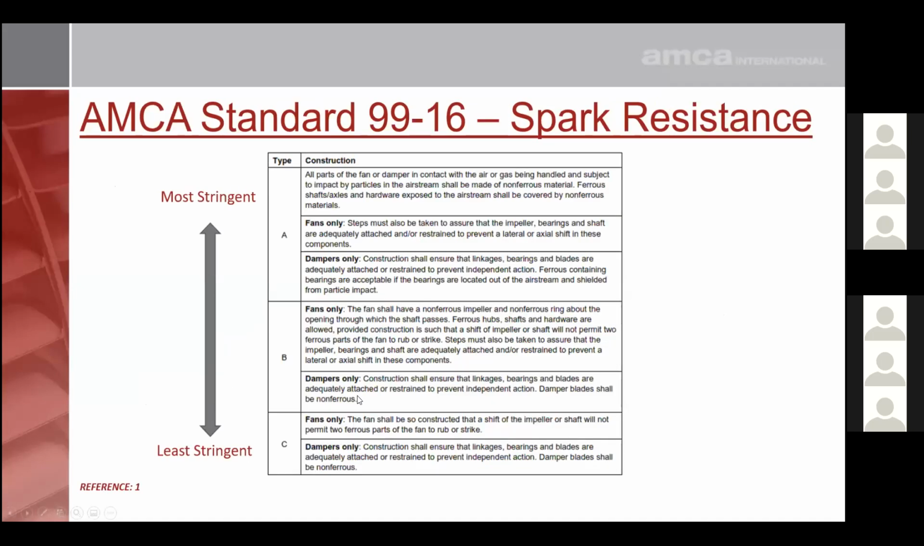So looking at spark proofing, in cases where there is a flammable airstream, AMCA standard 99 provides guidance on the construction. Starting at the bottom, C is the least stringent, A is the most stringent. I'm not going to go into this in the interest of time, but this data is available for you to review later.